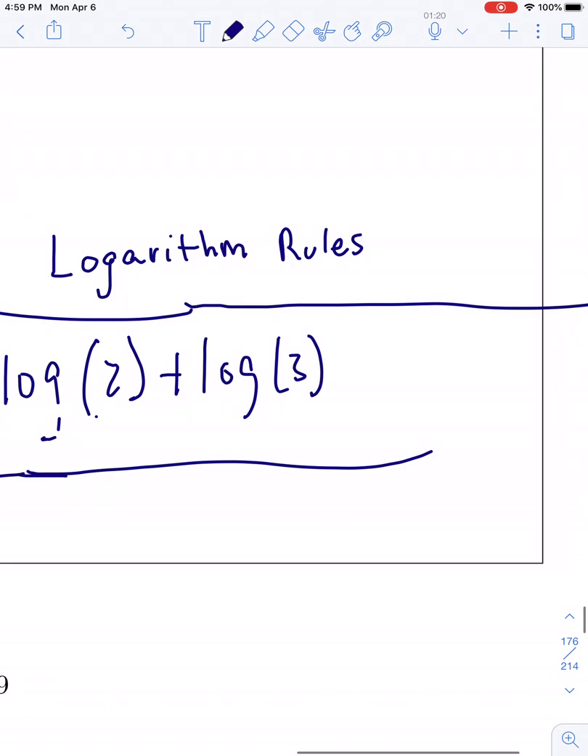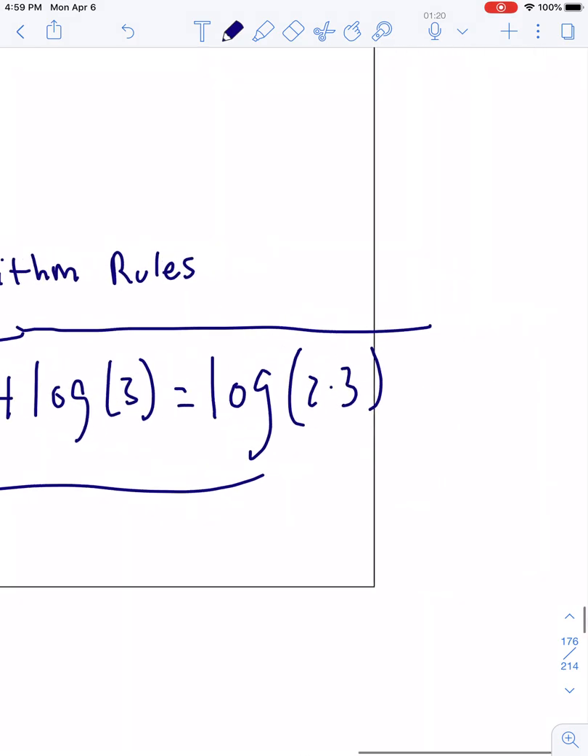Instead of saying when I see multiplication, I add the exponents. With logs, when you see addition of two logs, to combine it to a singular log, you multiply the numbers inside the parentheses. And so now we get a singular log of log 6.